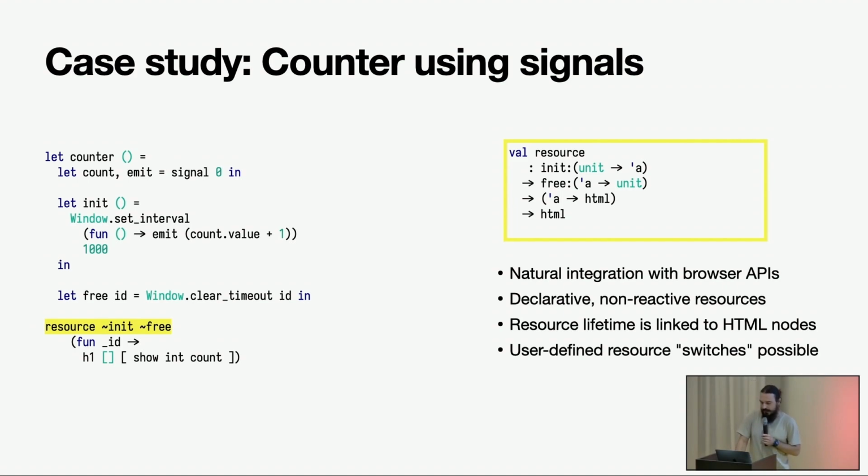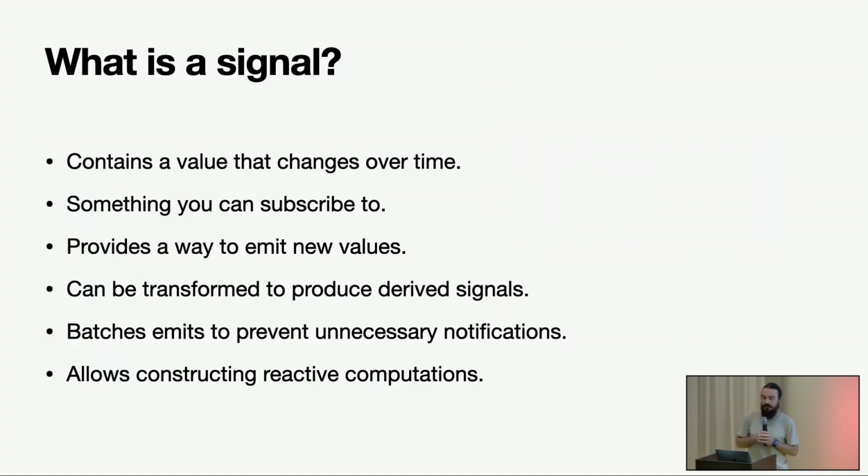All right, but what is a signal? How does all of this work in reality? Signals are essentially values. You can really think about them just like integers, floats, strings, lists. The only difference is that they change over time.